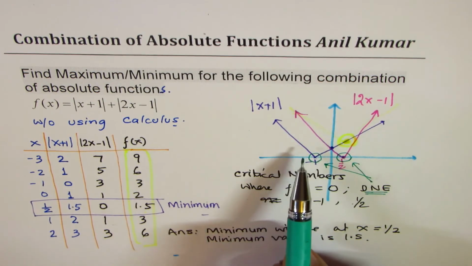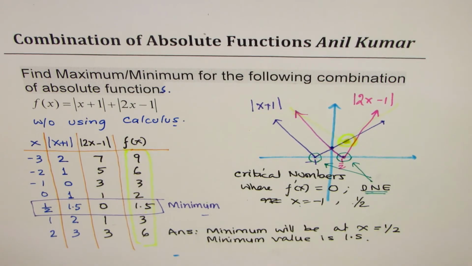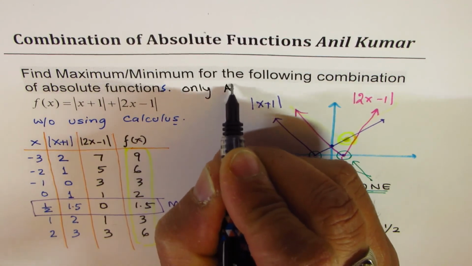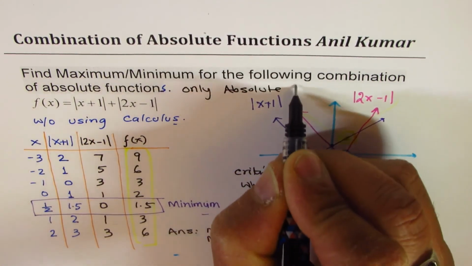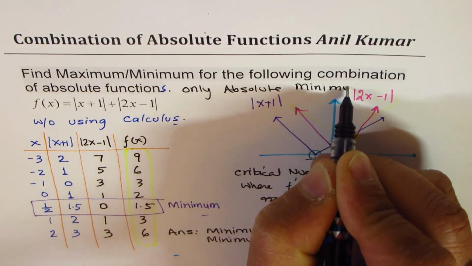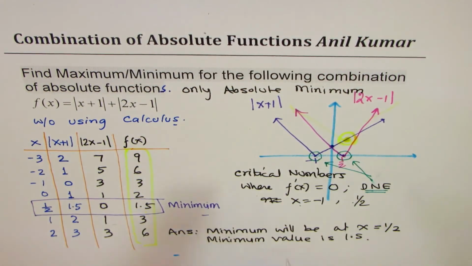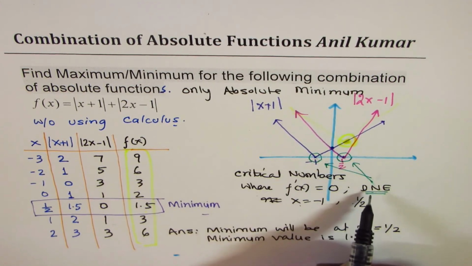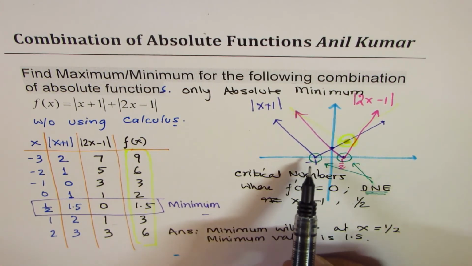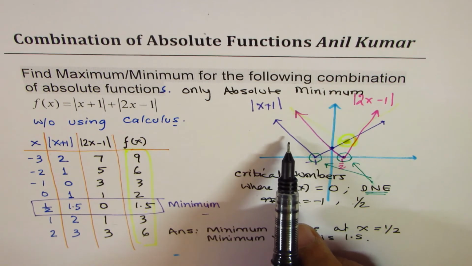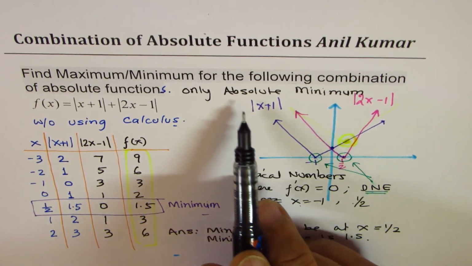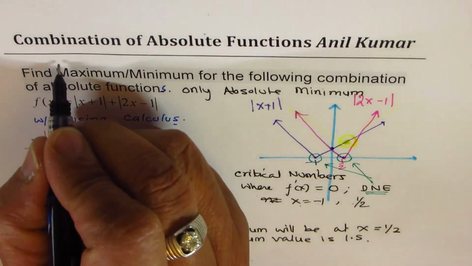Now, of course, this function will not have an absolute maximum. It is important to note that it will have only an absolute minimum. I've changed the question a bit because there are two critical numbers, so it may have another local minimum also. You may have to check that. But for the time being, we are looking into these functions for absolute minimum. Let me write this.